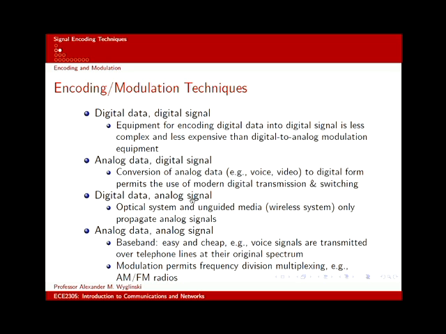Digital data, analog signal is more in tune with things like optical transmission and unguided media, like wireless systems, and propagates across using analog signals. What this does is essentially we take digital data, we convert it using a digital to analog converter into an analog waveform. We usually then move its carrier frequency way up into the gigahertz, or tons of megahertz.